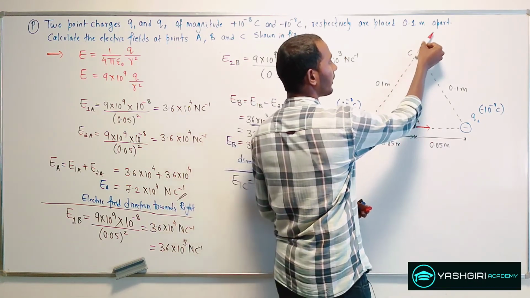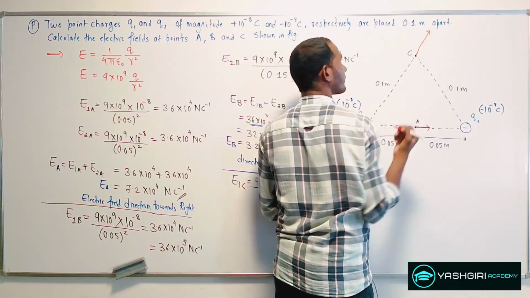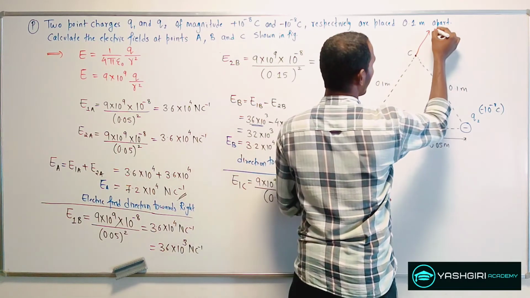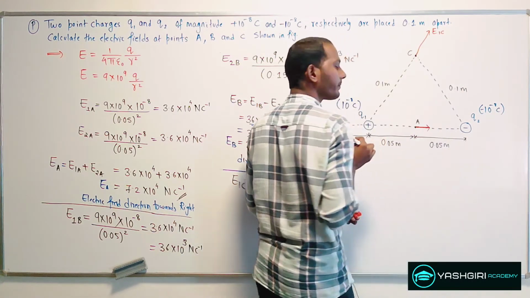So I can show the direction in this direction. So that's the pointing outward. All right, so this is my electric field at C due to the first charge.